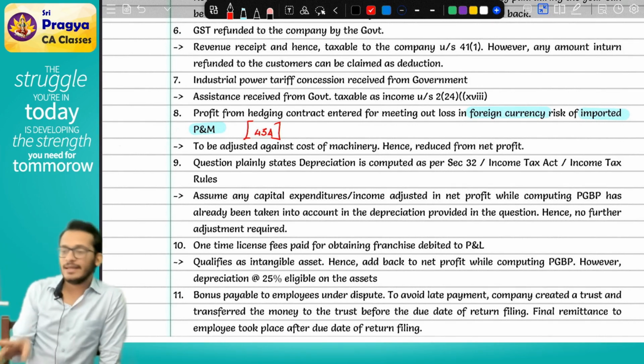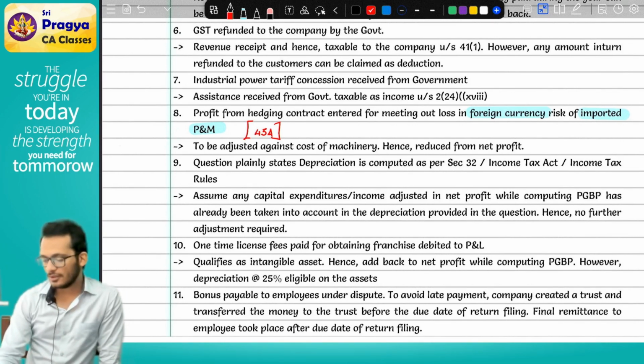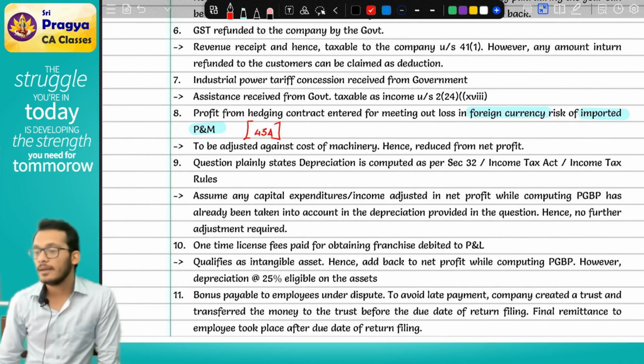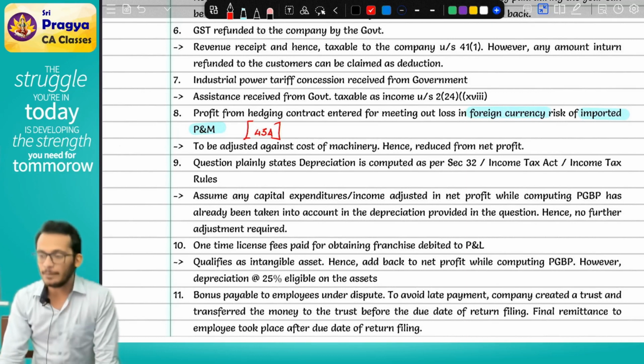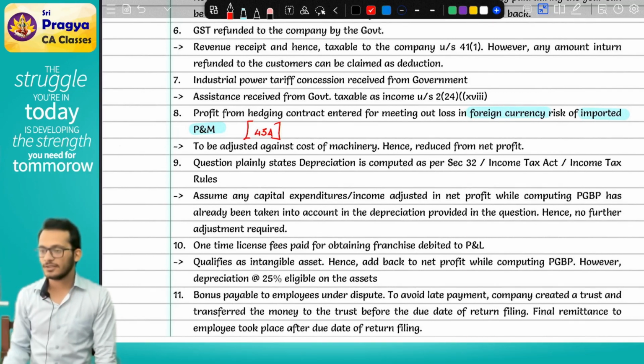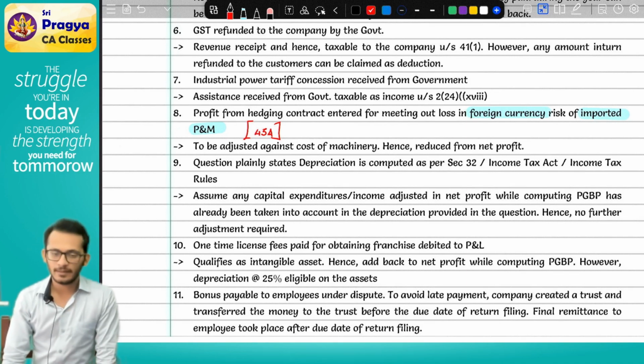Sometimes the question will say depreciation as per section 32, within bracket, ignoring any adjustment given above. That means computer is not considered. In that case, you need to charge extra depreciation on computer.